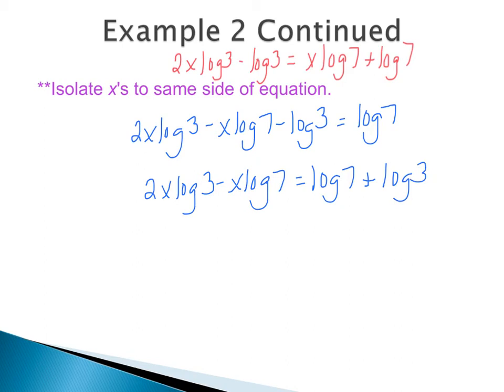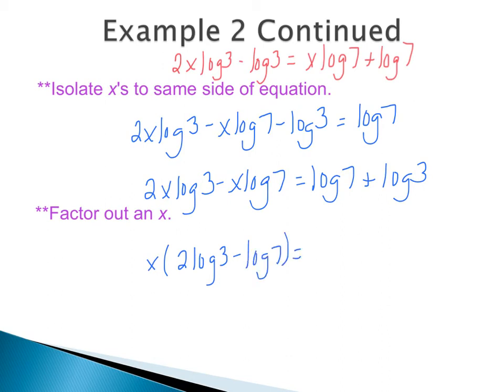Anytime that we have two x terms, right, we have 2x log 3 minus x log 7, those are not like terms. I cannot combine them. So what I need to do is to actually factor out an x. That means on the left-hand side, we're going to have x times 2 log 3 minus log 7. The right-hand side is just going to stay the same: log 7 plus log 3. All right, so anytime you need to go from 2 x's to 1 x, you don't have like terms, factor out the x.